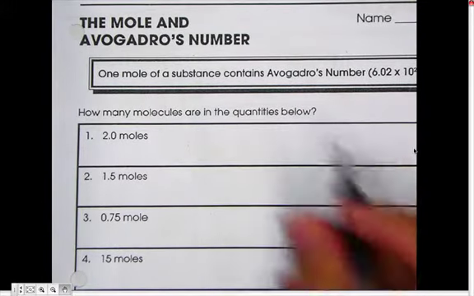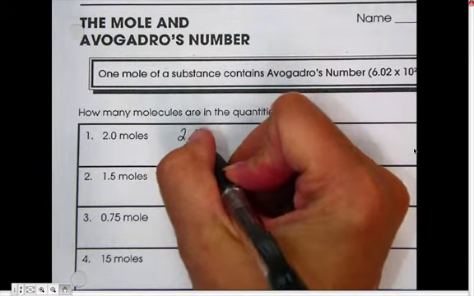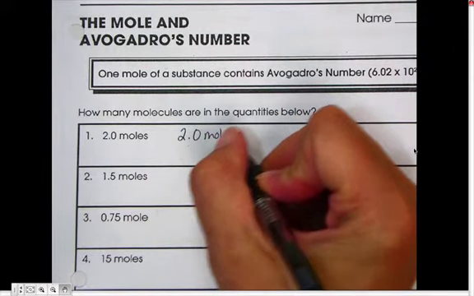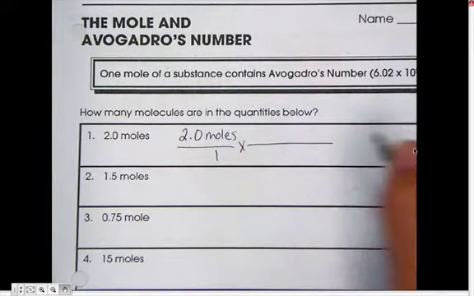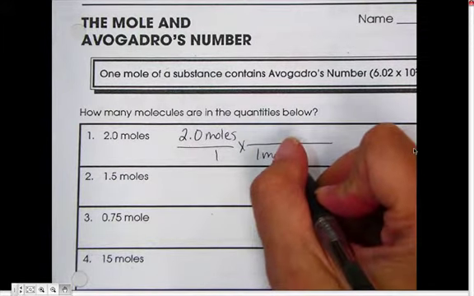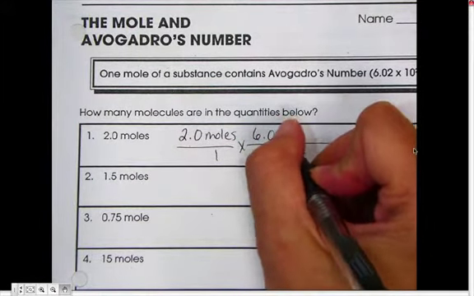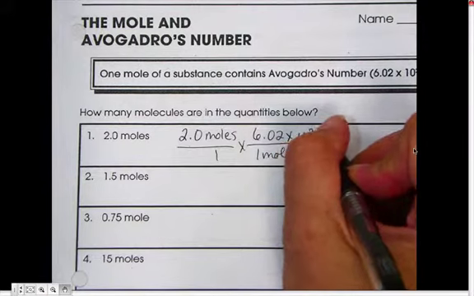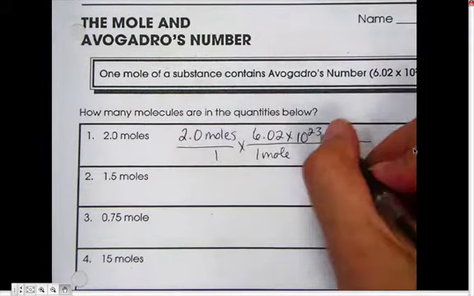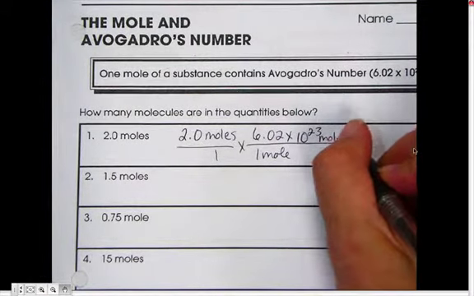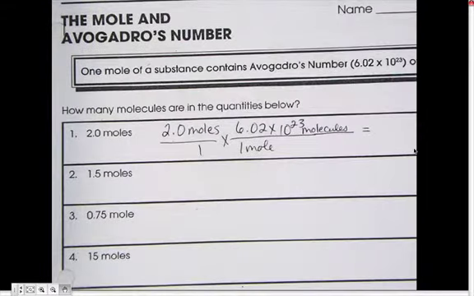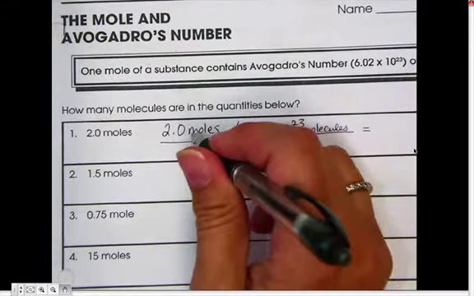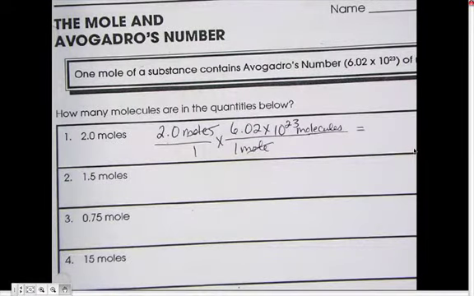If we're given 2 moles, start your fence post with 2 moles over 1. And then in 1 mole, there are 6.02 times 10 to the 23rd molecules, because this worksheet just asks us for molecules. So that's the setup for our problem. The units, moles, will cancel out.